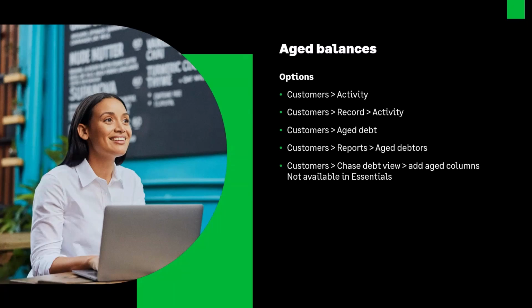You can get into that obviously via the customer record, and then activity again shows you the same thing as the top option. You've got the customer's age debt option, which is on your toolbar. Similarly, you've got the reporting options as well. Loads of age debtors reports available. They will vary depending on the level of software you're on. And of course, you've got the chase debt view, the aged columns, which isn't available in Essentials. I'll just quickly show you those just to give you an idea of what we're talking about today, and then we'll go into them in a little bit more depth.